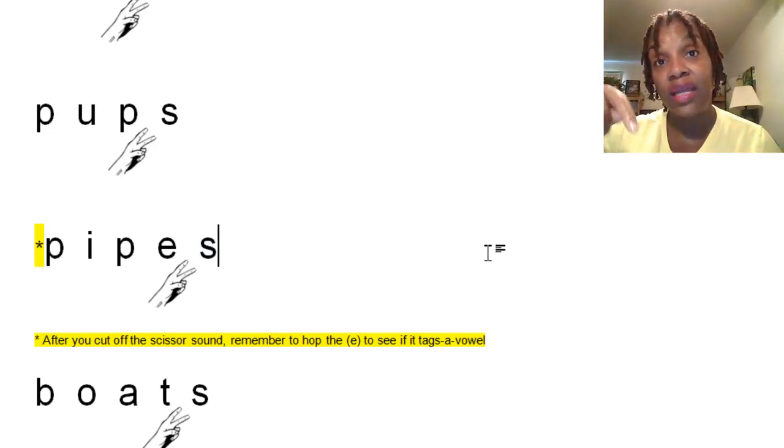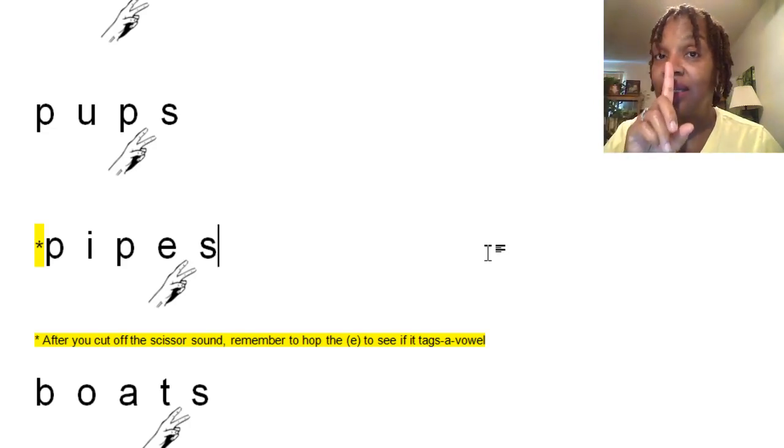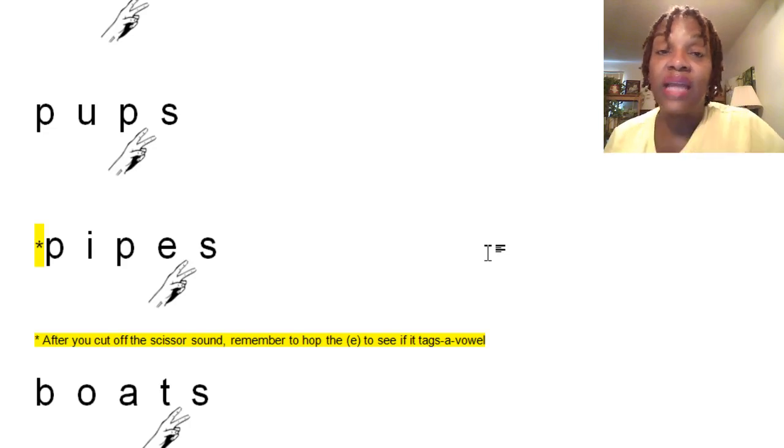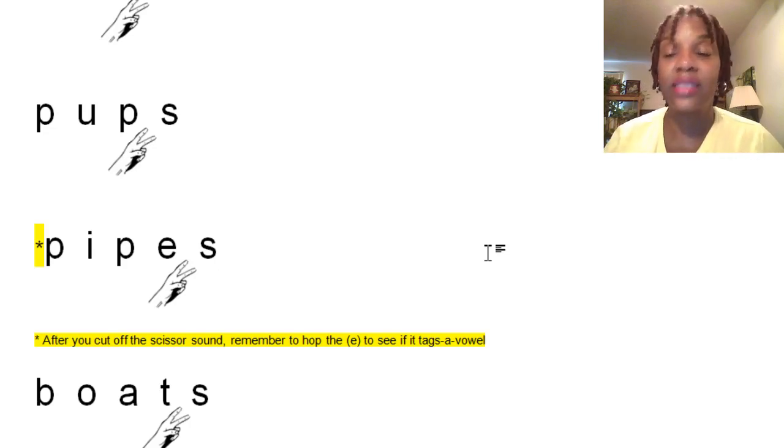So I just wanted to call to your attention, when you cut off a scissor sound and you're left with the letter E, remember E does two things. At the end of a word, E is silent and it turns into a tagger. And if it tags a tag vowel, when you sound it out, it has to say its letter name.